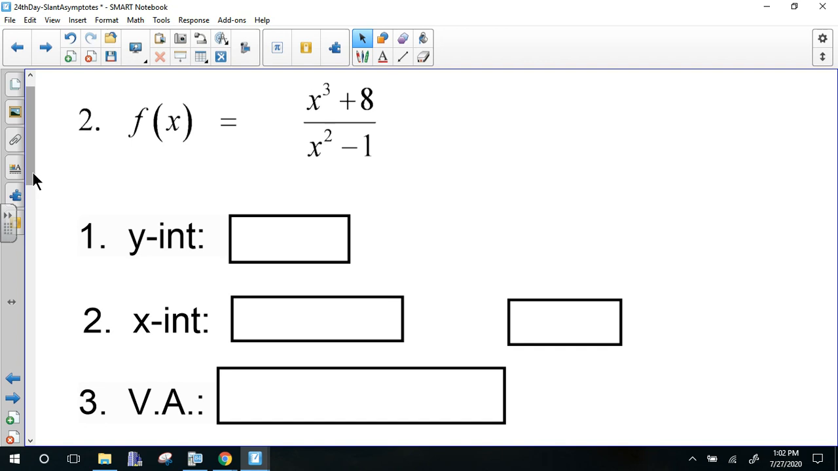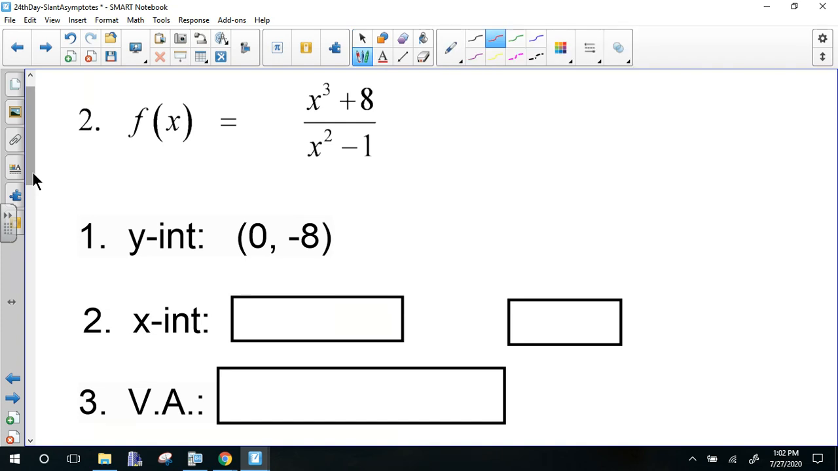What's our y-intercept? Well, to find the y-intercept, plug in x is 0. We get 0, negative 8. We plug in 0 here and 0 here. We get 8 over negative 1, which is negative 8.